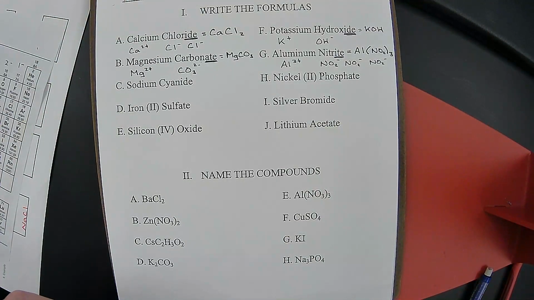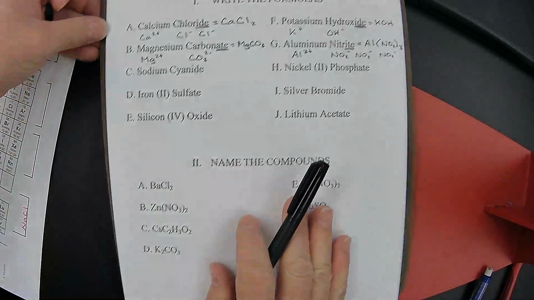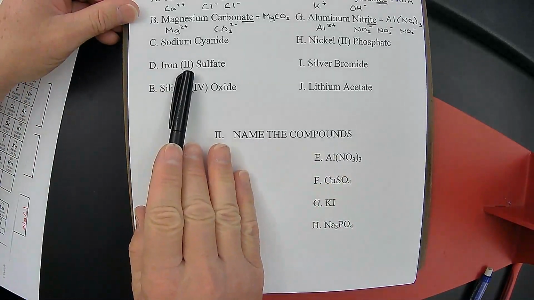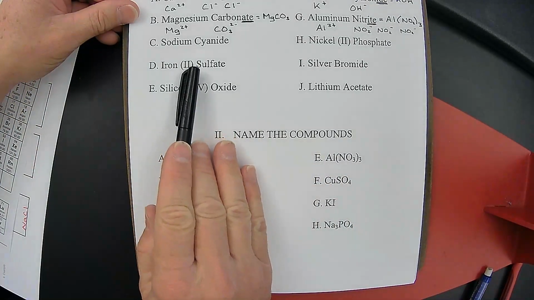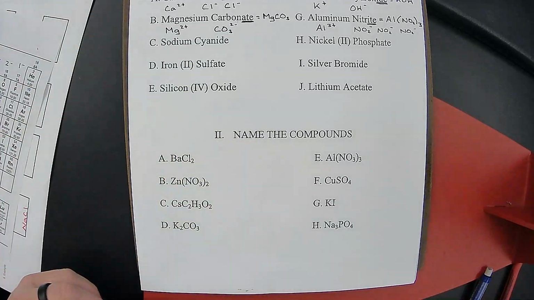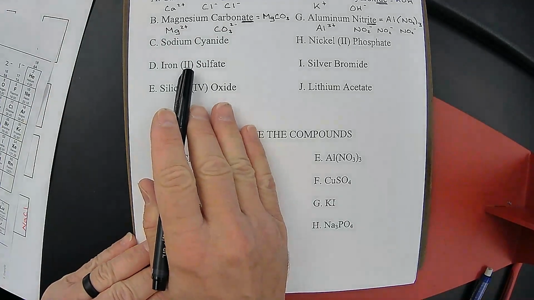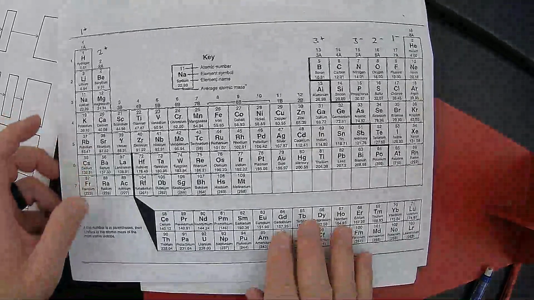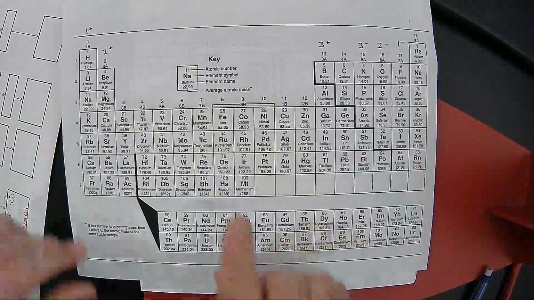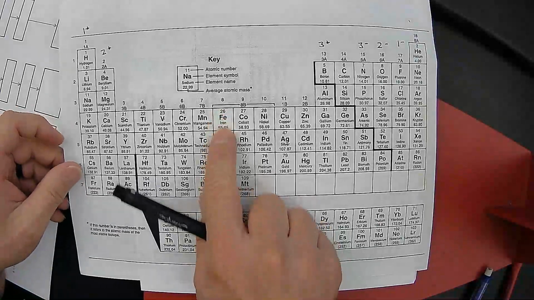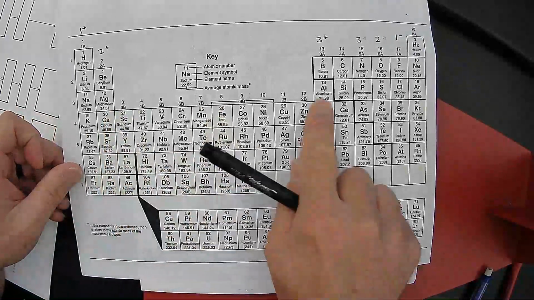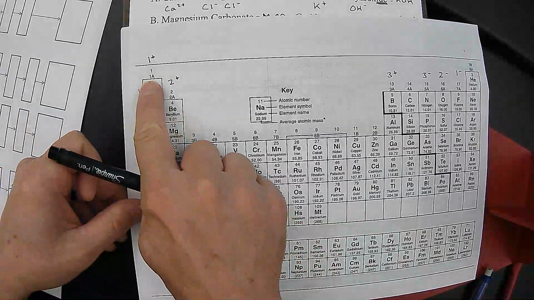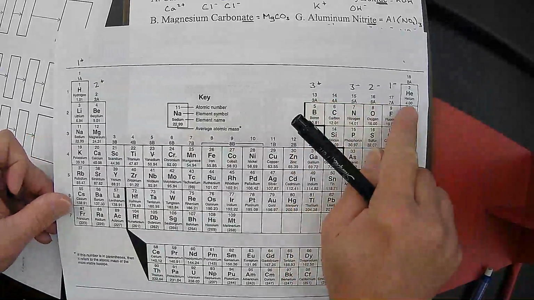Let's take a look at letter D. Letter D shows a Roman numeral inside of the name. Why would there be a Roman numeral inside of the name? Well, when we look up iron on the periodic table, we will notice that iron is in the transition metal section. It's not in an A column.